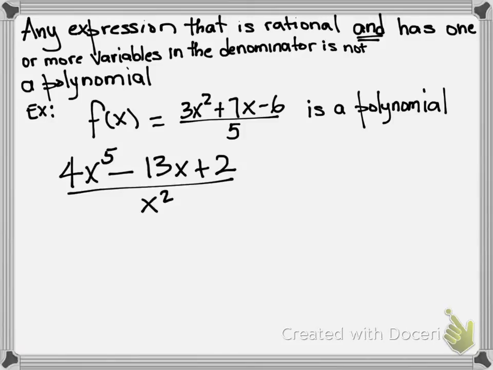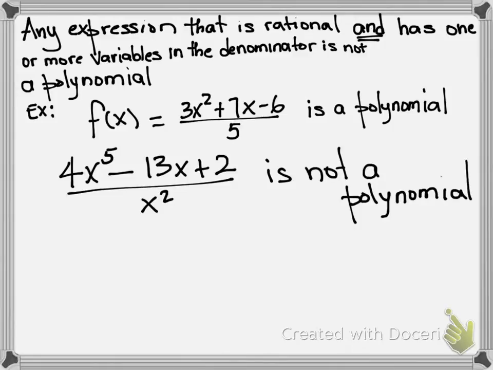Now, let's look at this one, where we have 4x to the 5th power minus 13x plus 2 over x squared. This is not a polynomial. Understand, ladies and gentlemen? Once we have a variable in the denominator, it is not a polynomial.